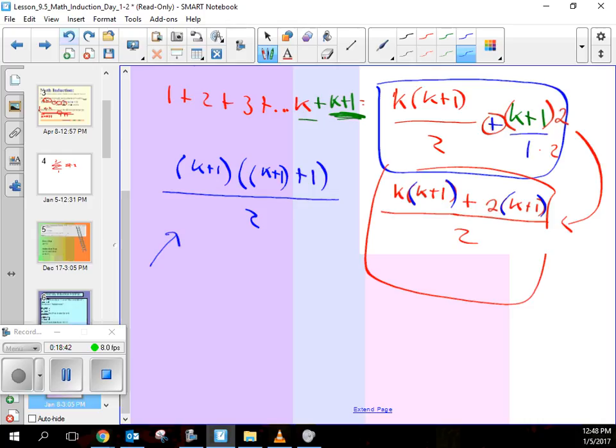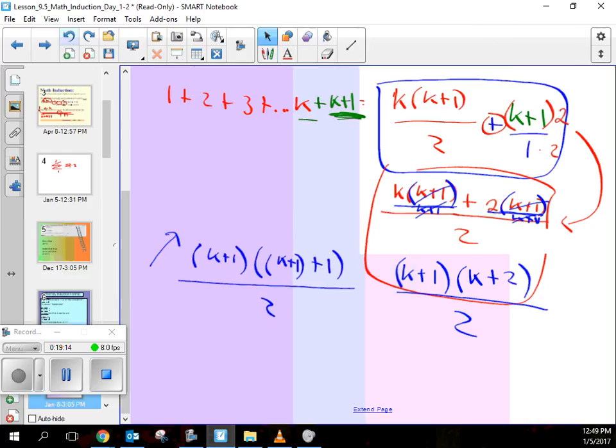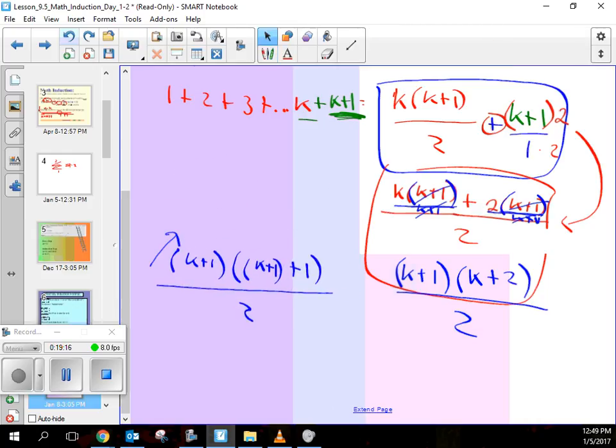All right. What do you mean factor that out? Well, they both have a k plus 1 in them, so they come out to the front. And the k plus 1 is now out in front. And when you're doing that, you're really dividing this by k plus 1, and you're dividing that by k plus 1, and then the k plus 1's cancel, and then what do you have left? K plus 2. And it's all over 2. Now, have I got my goal? Is it equal to this yet? Oh, it's really close.